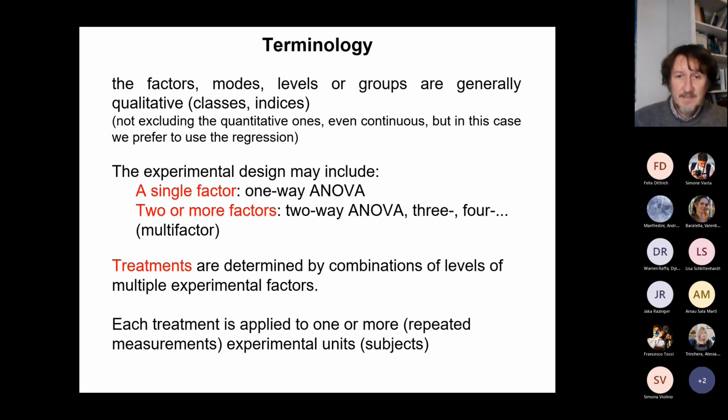We could have different experimental designs. If we have just one factor, we use a one-way ANOVA. So one factor, single factor, one-way ANOVA. Two or more factors: two-way ANOVA, three-way ANOVA, or in general, multi-factor ANOVA. The treatments are determined by a combination of levels of multiple experimental factors. Each treatment is applied to one or more experimental units.